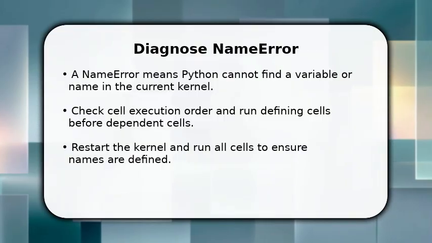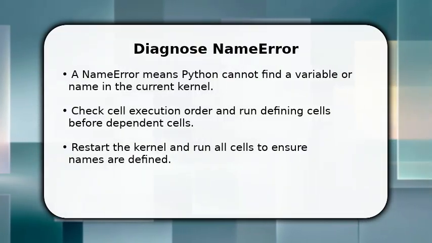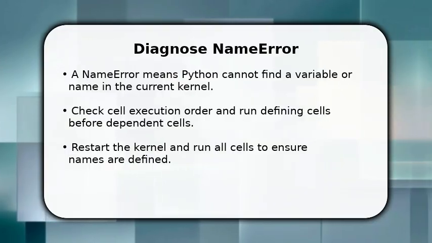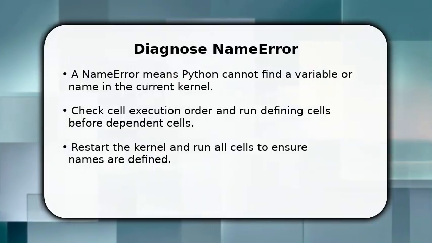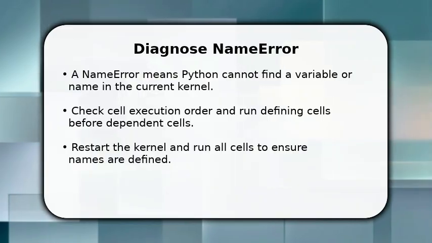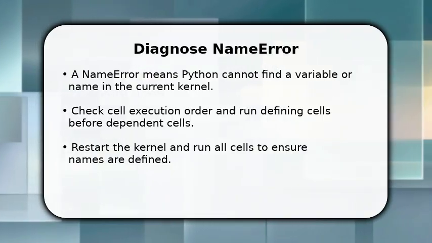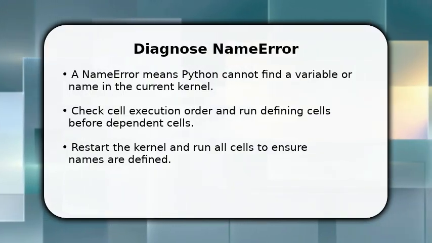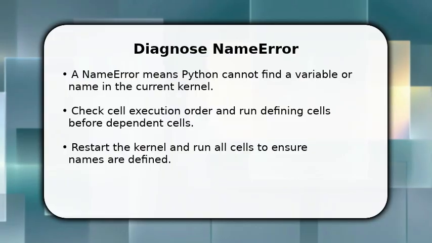A name error means Python cannot find a variable or name in the current kernel. First, read the full error line to see the missing name. Next, check your cell execution order and run defining cells before dependent cells. Confirm you did not misspell the variable or function name. Also verify you imported required modules with correct names.